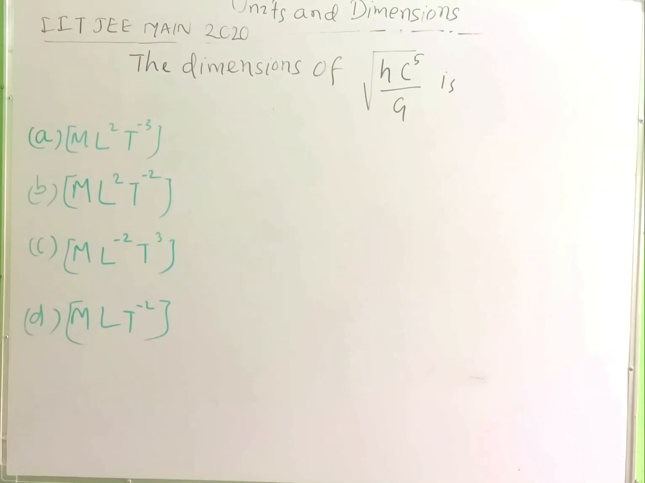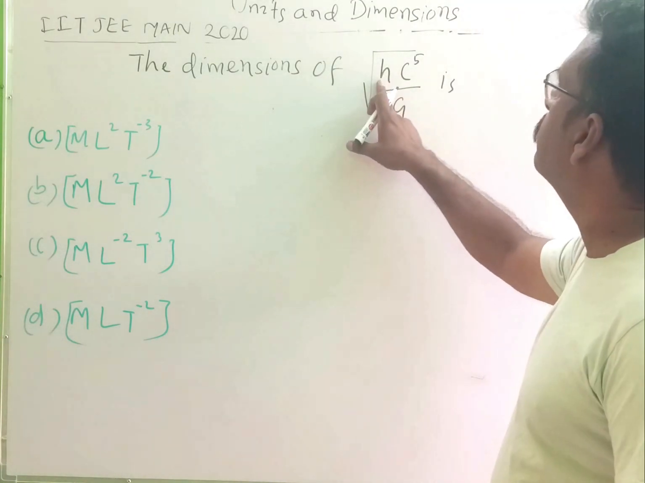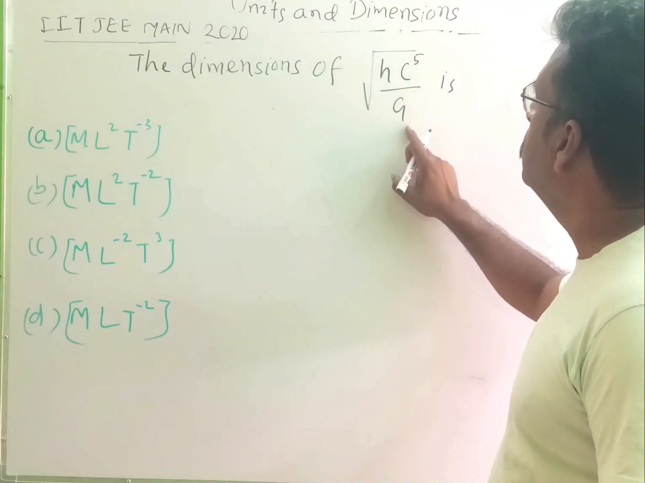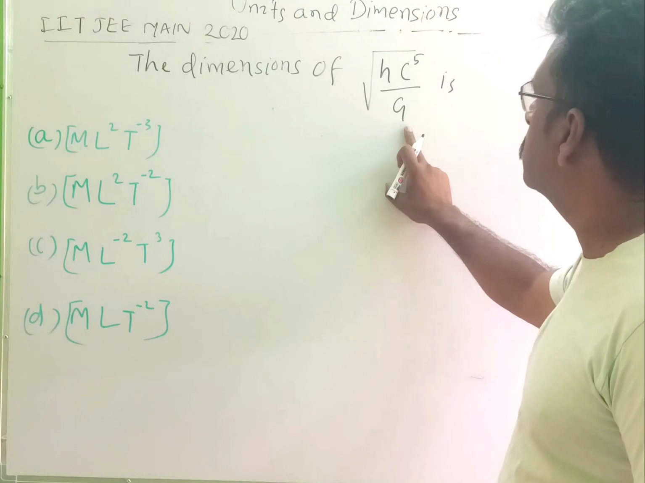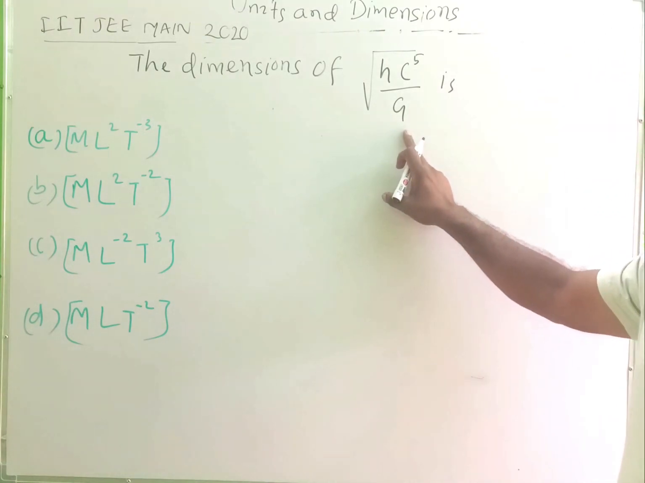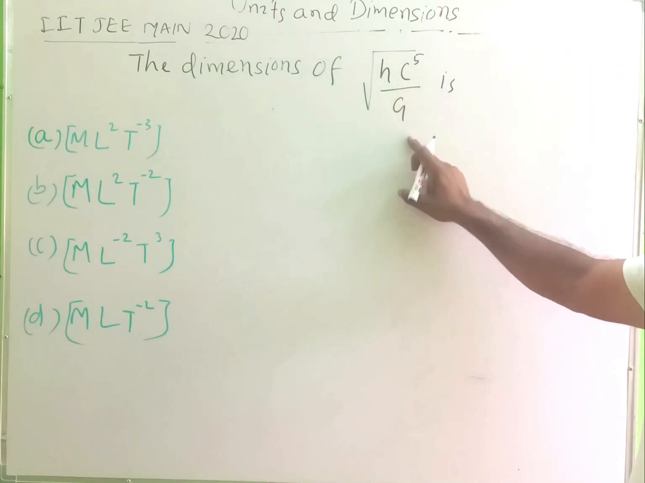Students, this question was asked in 2020 IIT JEE Main. The dimensions of square root of h c to the power 5 upon G is. Okay, students, there are three physical quantities here. h we know is Planck's constant, c is velocity of light, G is universal gravitational constant. So first we have to find out the dimensions of students h, c and G.